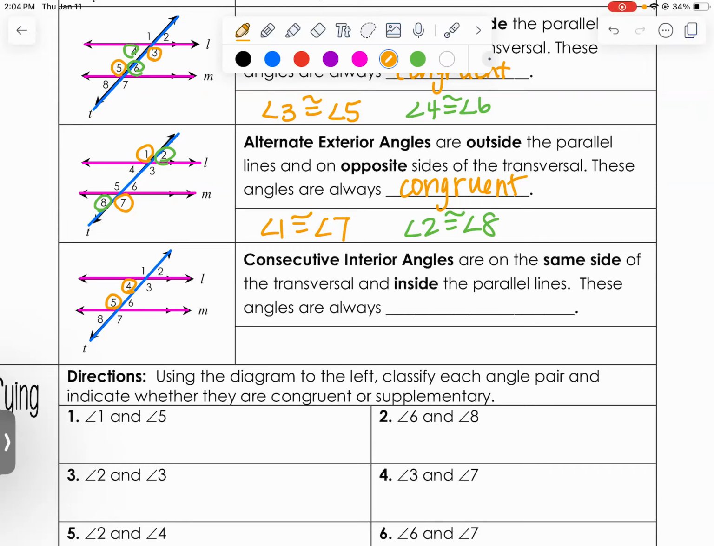How does Harry know that? Well, we do know that 4 and 3 would be the same measure, right? We know 3 and 4 are supplementary. So consecutive interior angles are supplementary. So we know that the measure of angle 4 and the measure of angle 5 are going to add up to be 180 degrees.